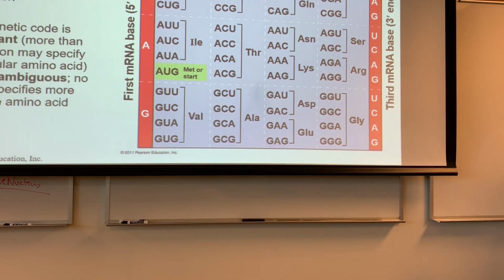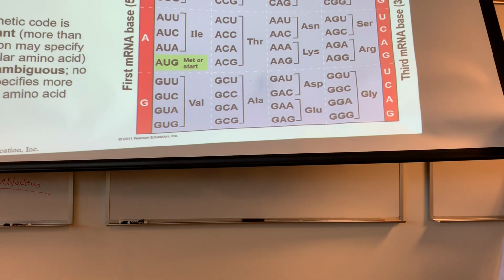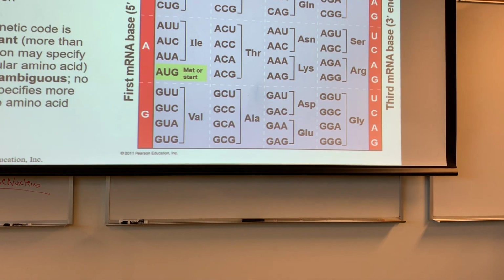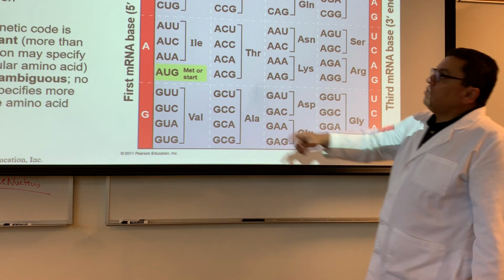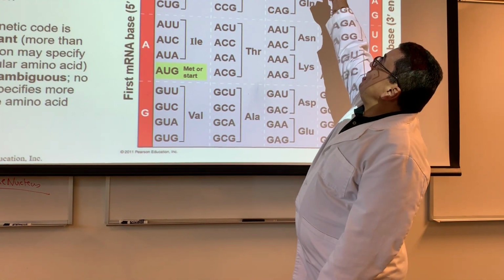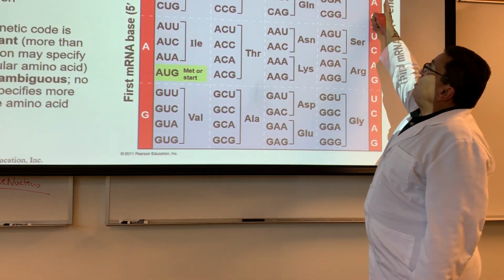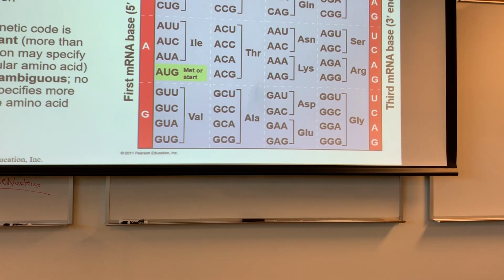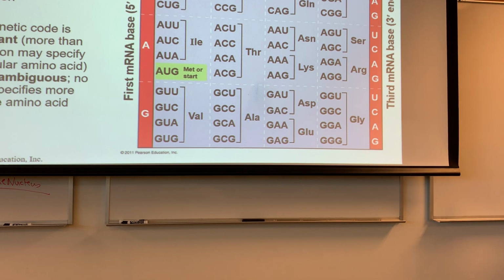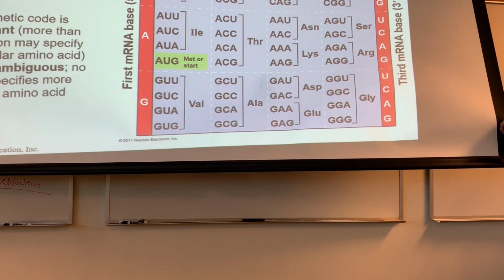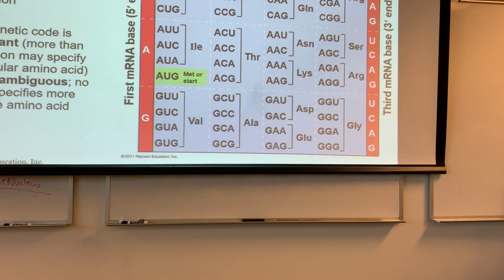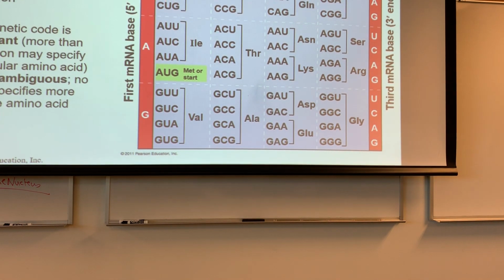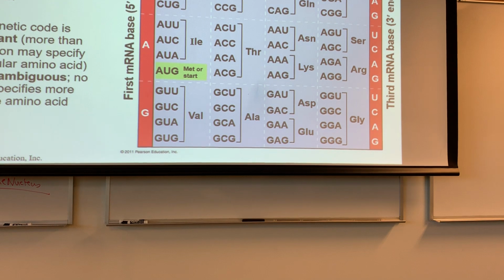Let's do it again. You guys tell me. What does CAC give you? C is the first position. A is the second position. C is the third position. Histidine. Yes, it's histidine. UGC. What does that give you? Cis. It's called cysteine.